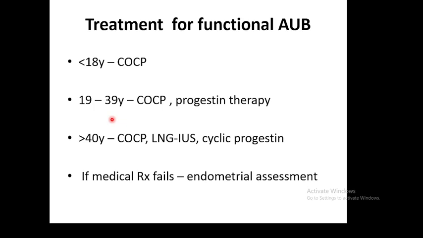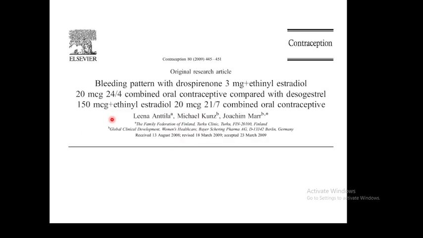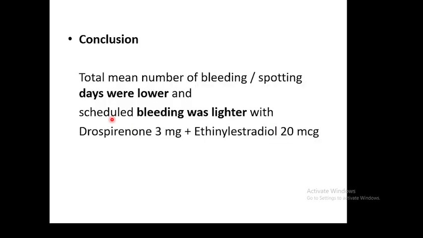And after the fifth decade of life, we use COCP and LNG-IUS or cyclical progesterone. If the medical treatment fails, we do the endometrial assessment and maybe we treat surgically as well. This is the evidence for AUB, the place of drospirenone in AUB in the reproductive life age group.